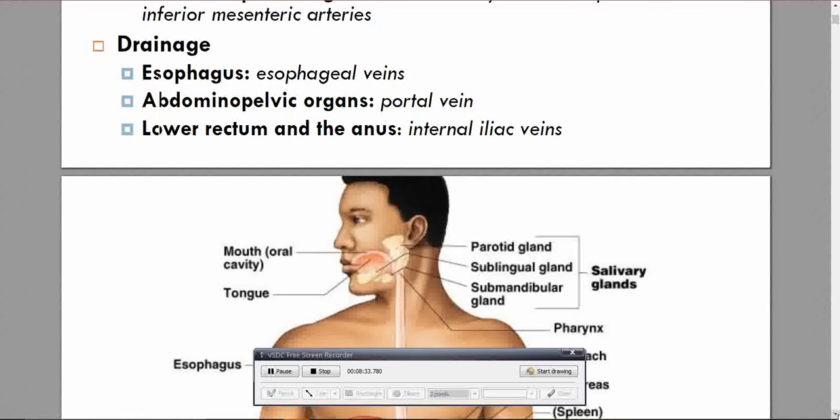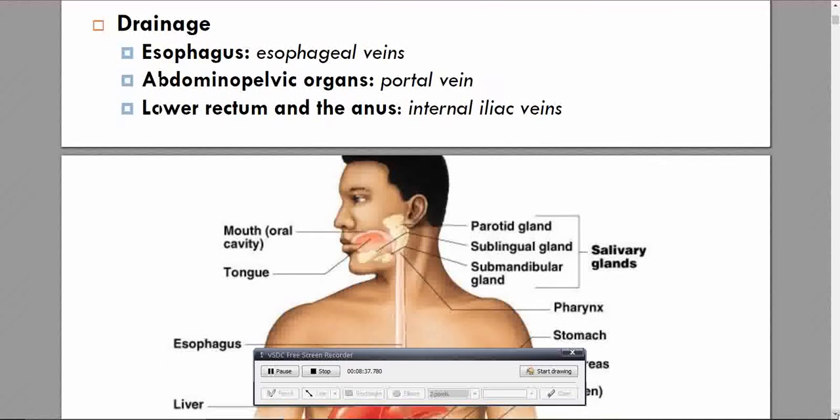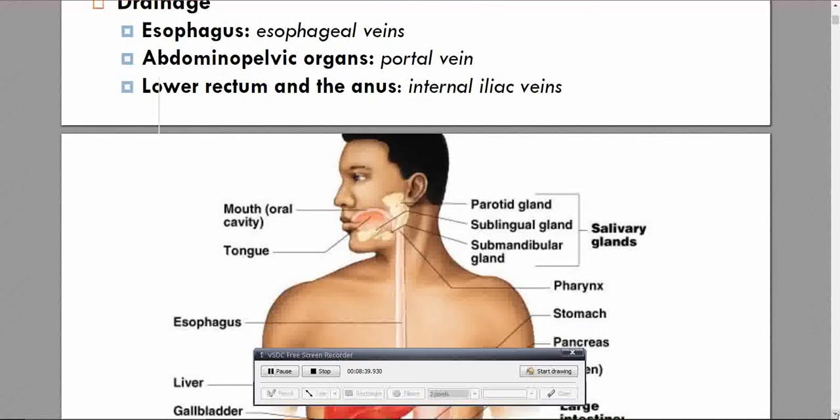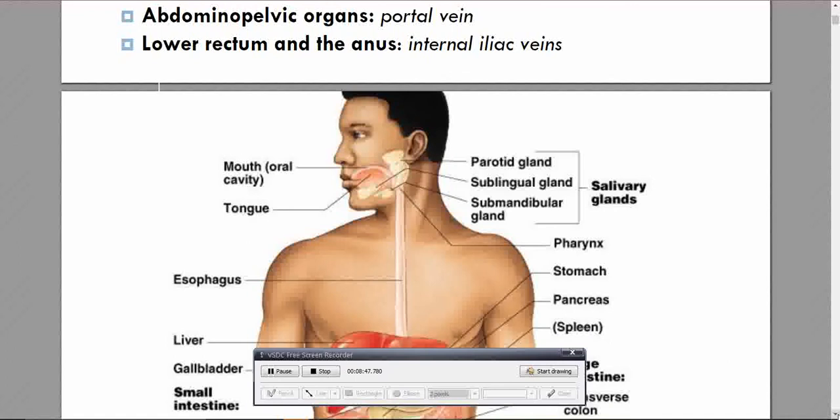Drainage, check on the drainage. For the esophagus, drainage is what now, removing the blood. We have esophageal veins. For the abdominal pelvic, we have the portal vein, and the portal vein is the greater one, which even goes into the liver. For the lower rectum and the anus, we have the internal iliac veins.